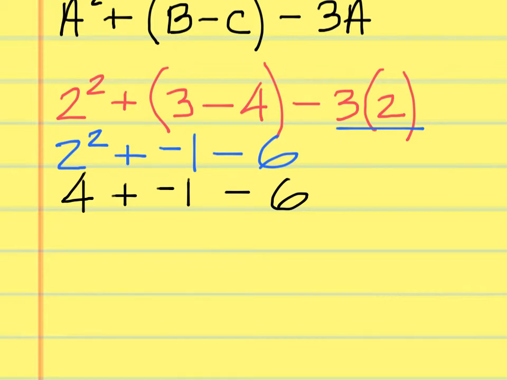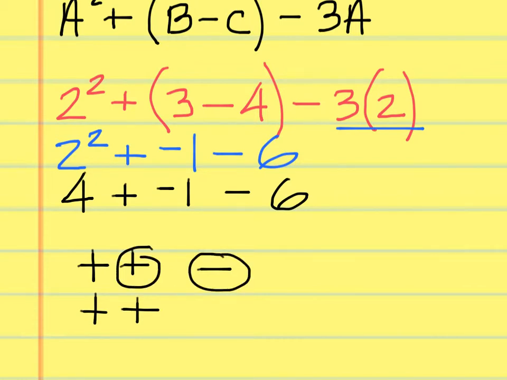4 plus a negative 1. That's the same thing as having 4 plus signs and 1 negative sign. When you're adding, you just match up what you can. But when there's nothing left to match up, you just count what you have. 1, 2, 3. So I have 3.